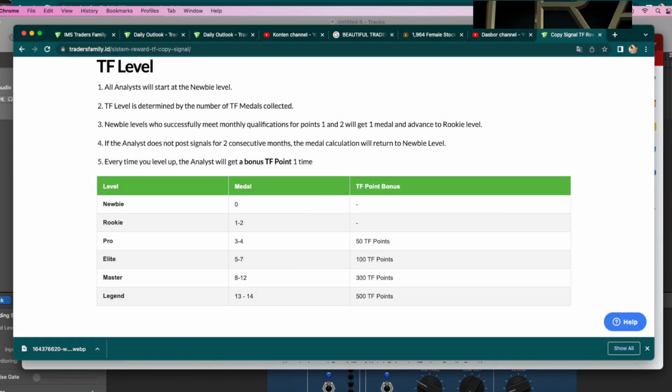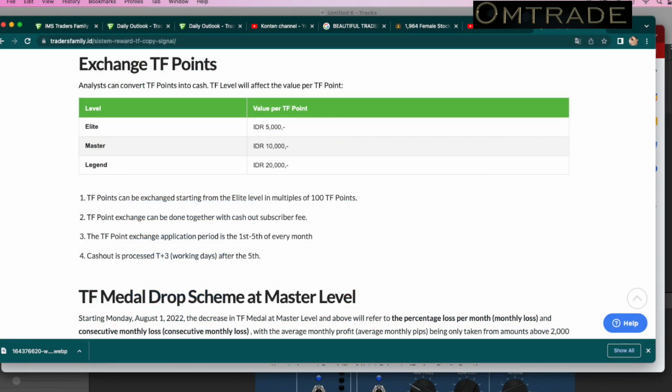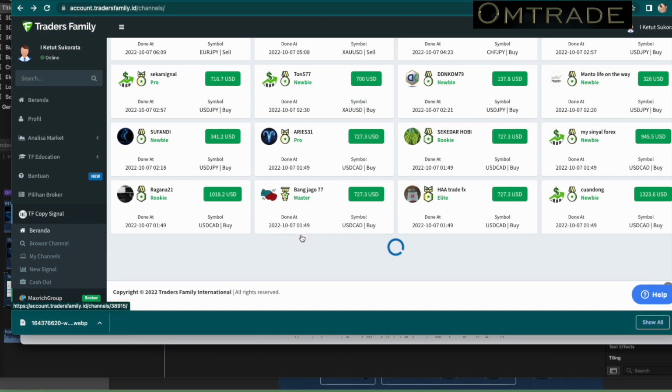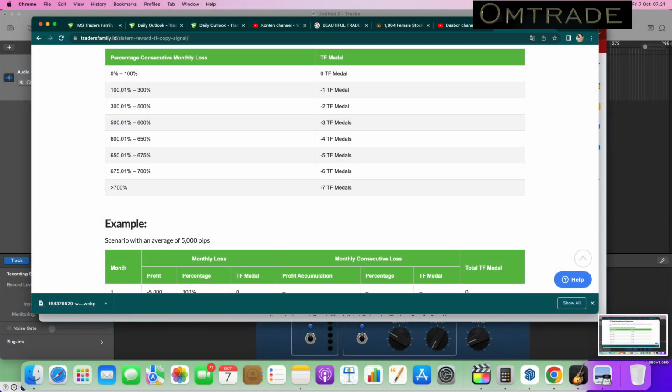Month 2: 4,000 pips. Because it is still below 7,000 pips, the analyst will get trading family points in the month but does not get a medal, and the level does not change. The medal target in month 3 is no longer 7,000 pips but changed to 70% of 4,000, which equals 800 pips. Month 3: 3,000 pips. Because it is above 800 pips, the analyst gets a medal.